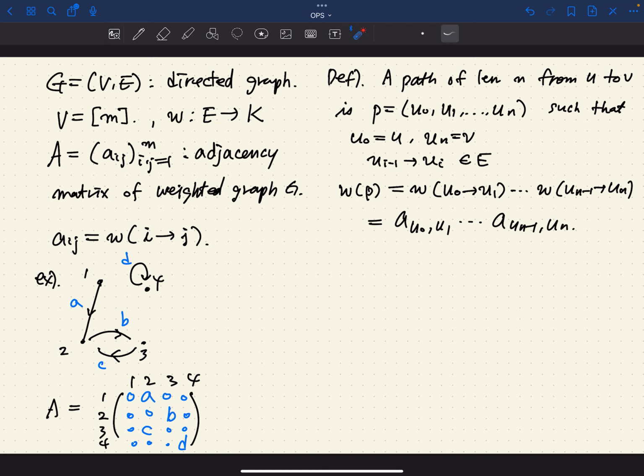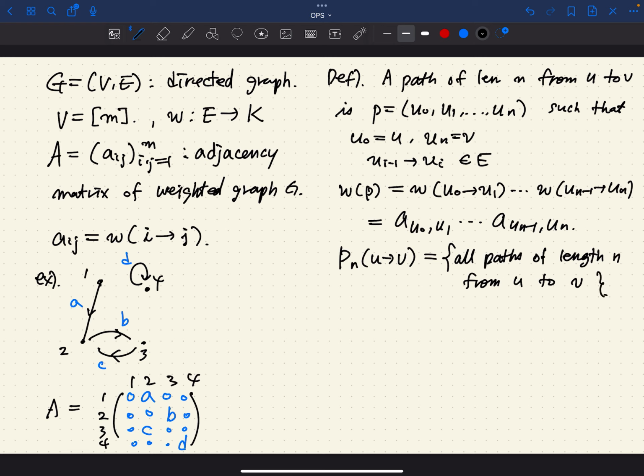All right, now one more definition. P_n(u to v) is the set of all paths of length n from u to v. And if I don't specify n, this means the union of all of these, so all possible paths of any length from u to v.